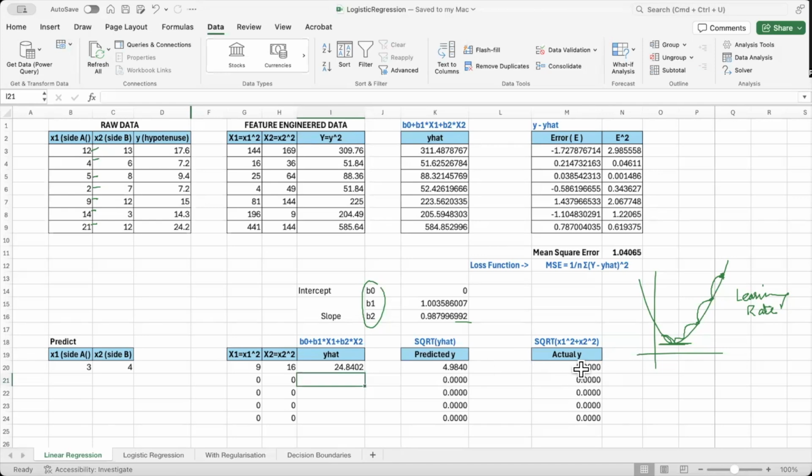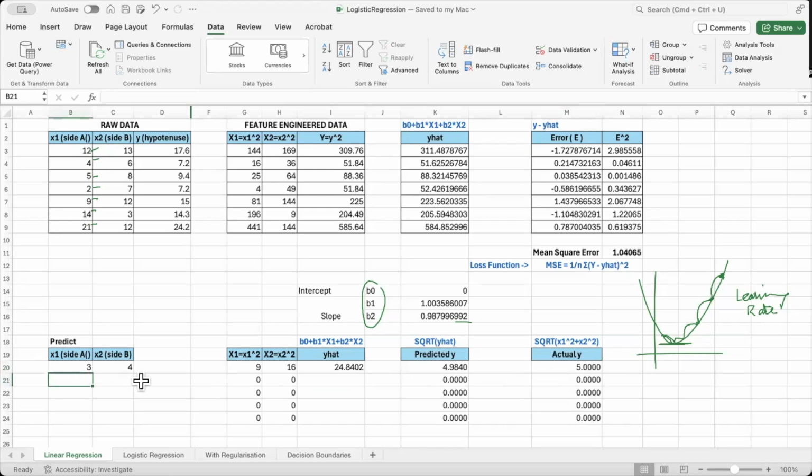Now we can see that the actual value of y should have been 5, because I can find this out. I know the Pythagoras theorem. Pythagoras theorem says that x square plus y square is equal to hypotenuse square. That is a square plus b square is equal to c square. So here 5 square plus 4 square is equal to 25. Square root of 25 is 5. Now my predicted value is pretty close to the actual value. So it is a fairly good model.